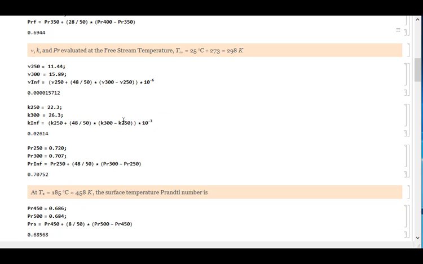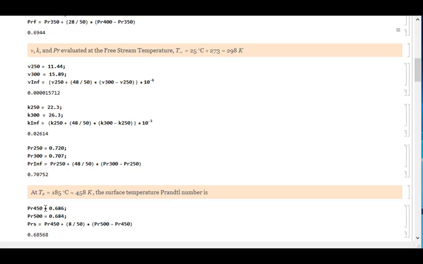So then the free stream temperature is 25 degrees, so that converts to 298 degrees Kelvin. You really could call this just 300, but since I have the interpolations already put out here, I can do viscosity. So nu INF is the viscosity evaluated at the free stream temperature. Same thing for K INF and the Prandtl number INF.